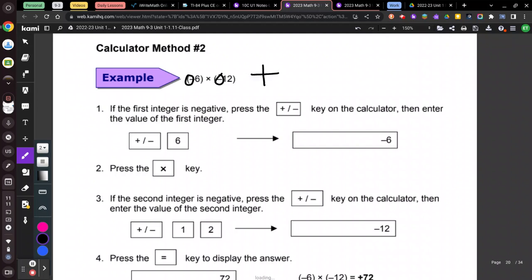So since I already know that, do I even need to put the negatives in the calculator if I know it's going to end up positive? No. Don't confuse yourself by putting all the negatives in unless you have to. So in my calculator, I would ignore the negatives because I know I'm getting a positive. I would just go 6 times 12 equals. I know my answer is positive, so I can ignore those negatives.